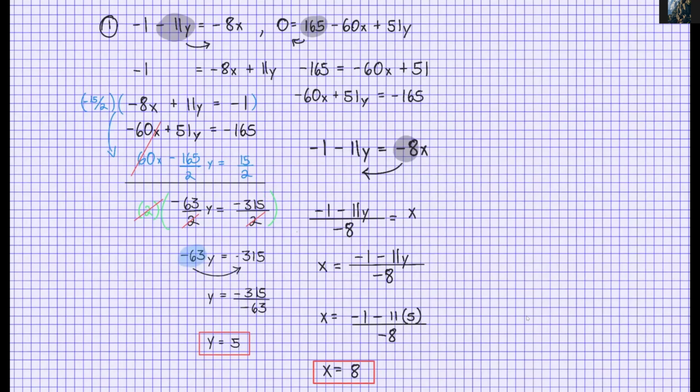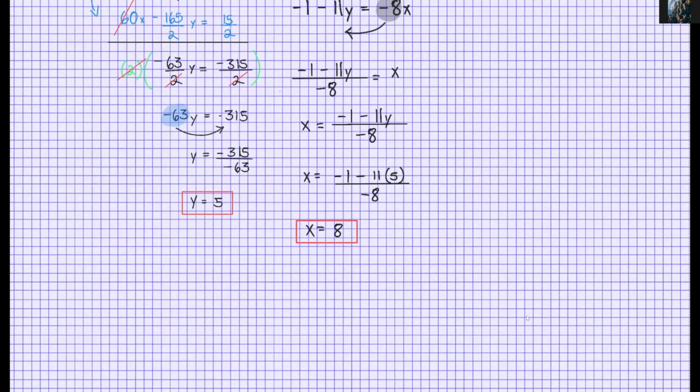This is how you calculate the solution for a system of 2 equations with 2 variables by the method of elimination. Remember that these 2 values are the coordinates, 8 and 5, for the point of intersection of both lines. The point that would be the solution would have these coordinates.